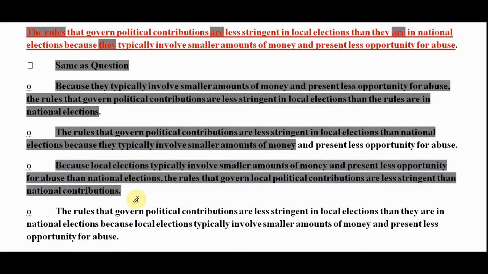That is why option E is the best option, because it says the rules that govern political contributions are less stringent in local elections than they are in national elections. Means rules are less stringent in local elections than rules are in national elections, because local elections typically involve smaller amounts of money and present less opportunity for abuse. So option E is the best option.